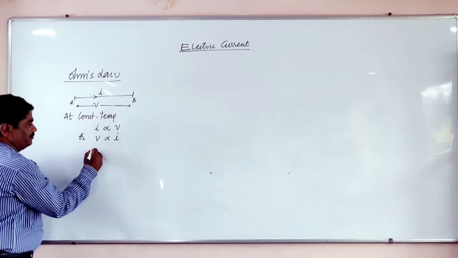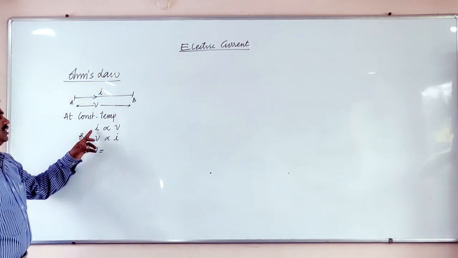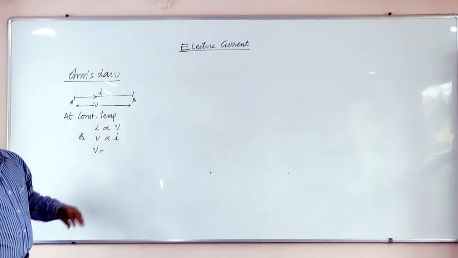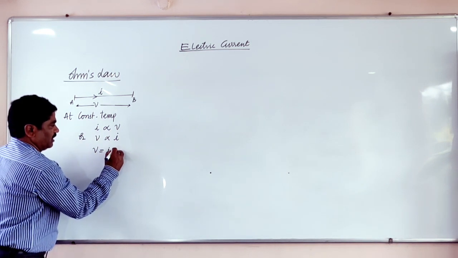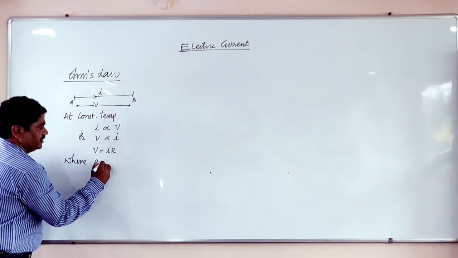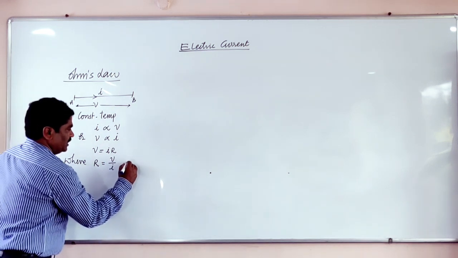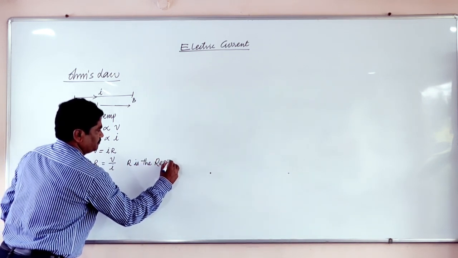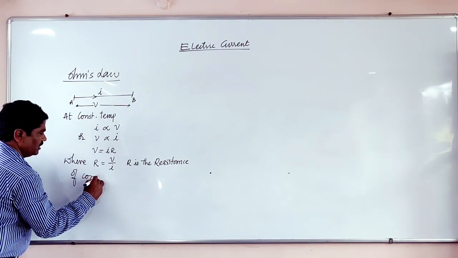Ohm's law can be defined as: at constant temperature, the electric current flowing through a conductor is always directly proportional to the potential difference across the conductor. Now, V is proportional to I, so V is equal to IR, where R is equal to V by I. R is the resistance of the conductor.